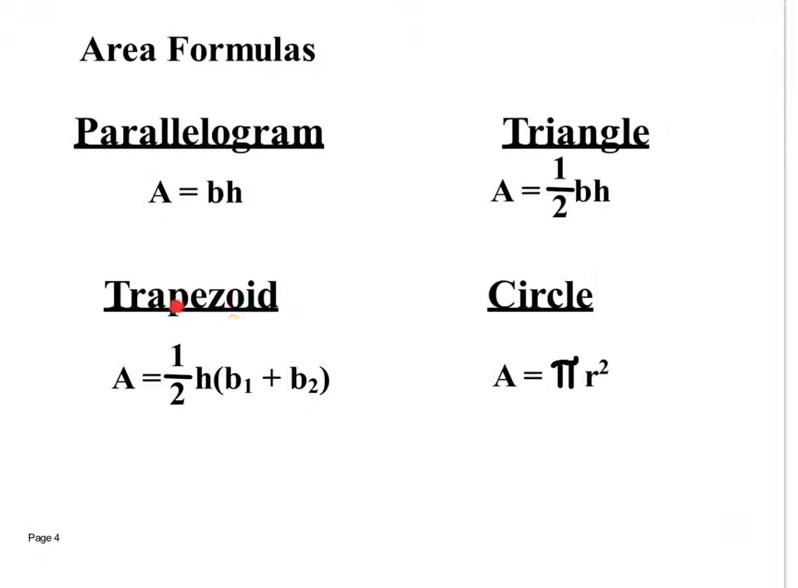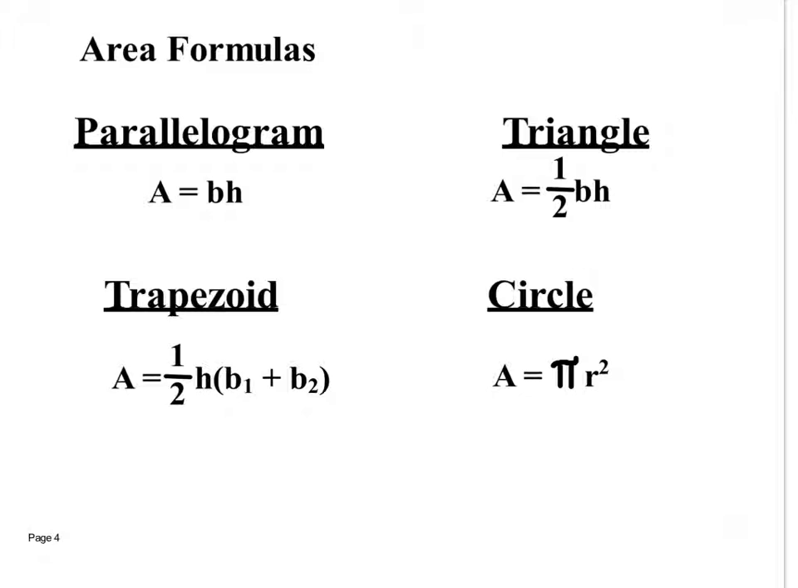Trapezoid, the one that messed everybody up when we did it: you add the two bases. You don't multiply them. I had several students that multiplied them. You add the two bases, times your height, then divide by 2. Pay attention. Trapezoid and parallelogram are not the same thing. Too many people saw a trapezoid and used the parallelogram formula.